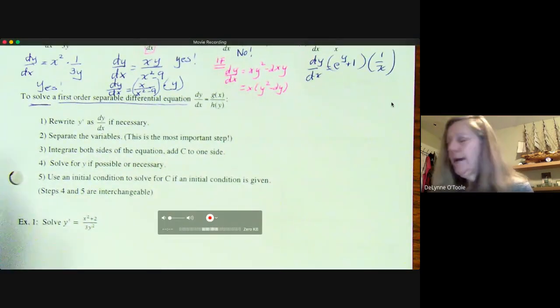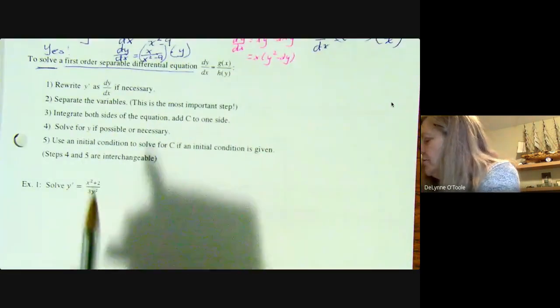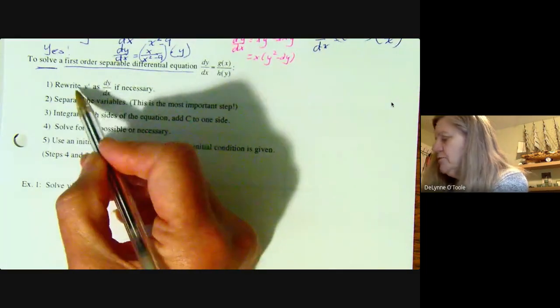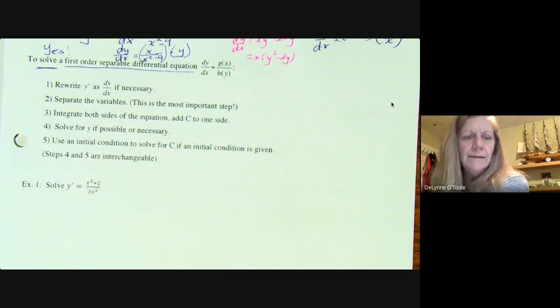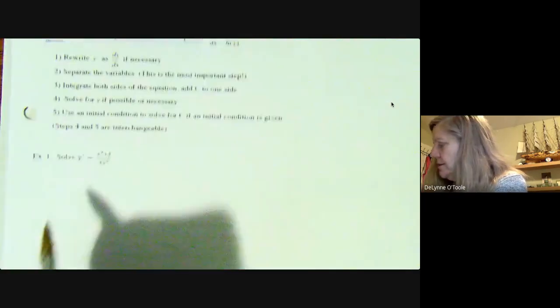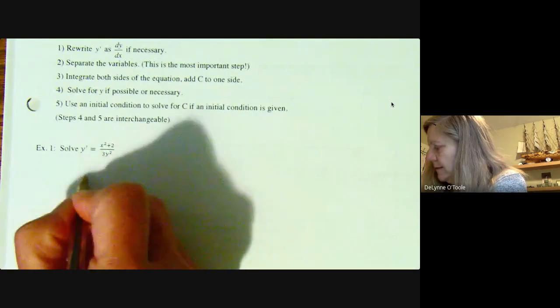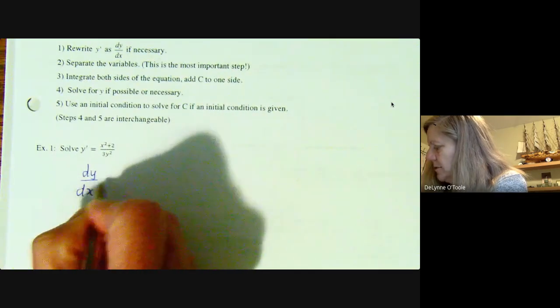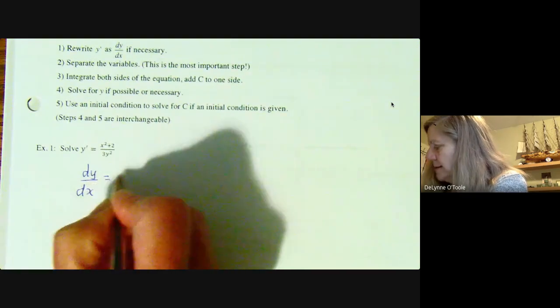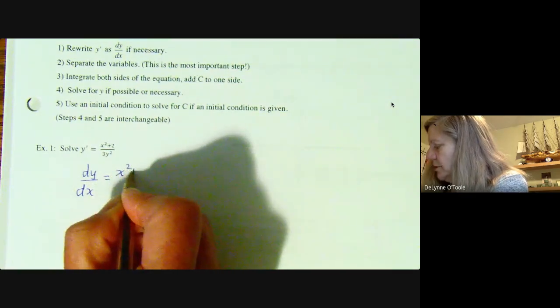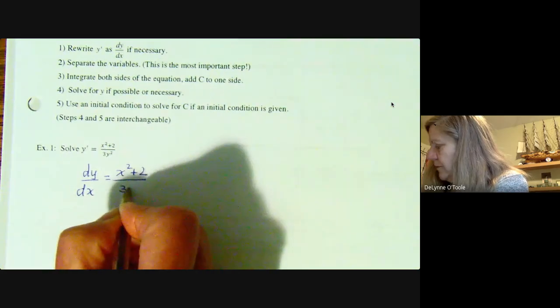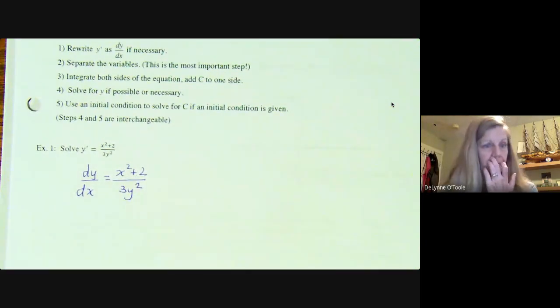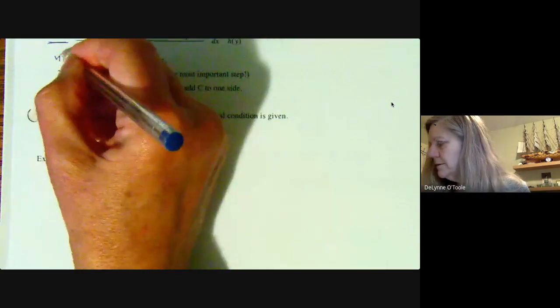All right, this first step is if the derivative portion is written as y prime, rewrite it as dy over dx. So this one is written as y prime. We're going to start with step 1, changing that notation to dy over dx equals x squared plus 2 over 3y squared. Okay, so step 1, we're done.